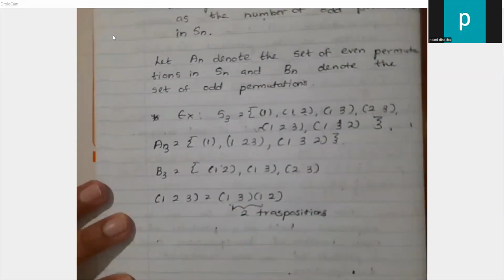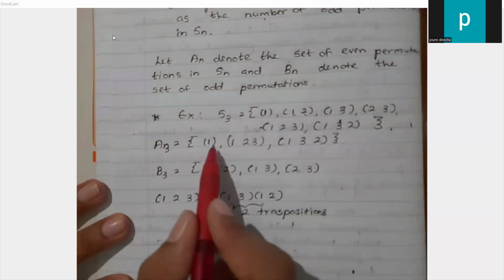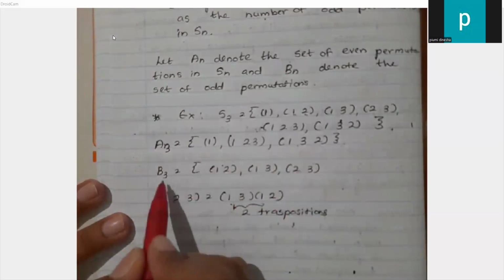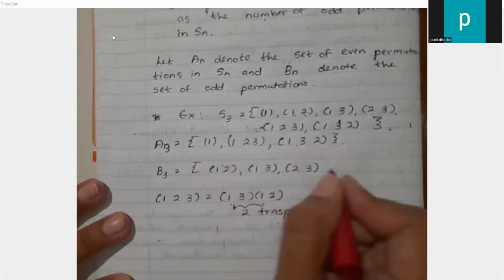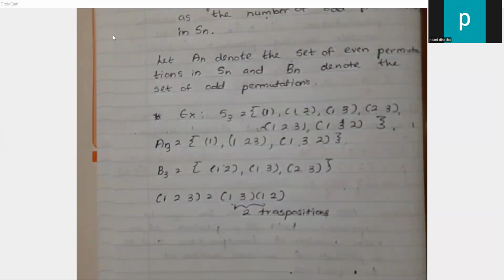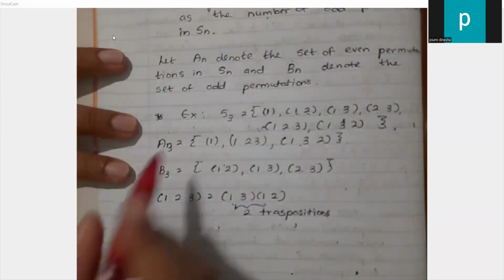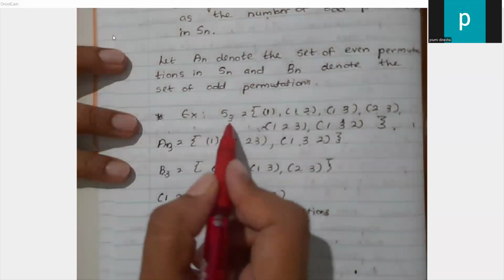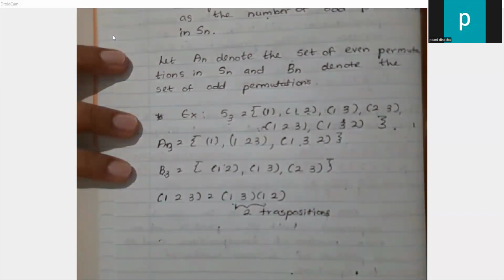Is it clear now? Now in A3, you have how many elements? 3. B3 also you have the same number of elements. Not only that, A3 is disjoint from B3. Why is that? You don't have a permutation which is both odd and even. It's either even or odd. So they don't have common elements. Not only that, when you union these two up, you get S3.